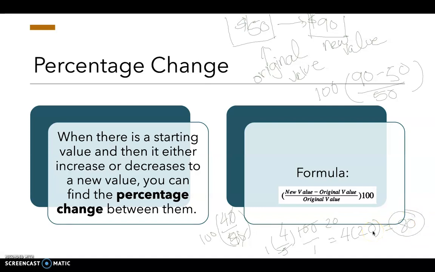Okay? So that means the percentage change between them, since it is a percent increase, is an 80% increase.